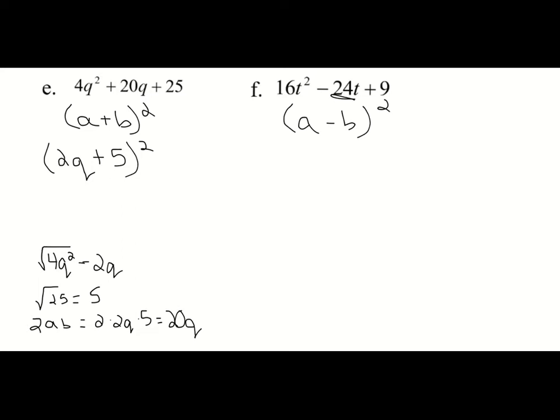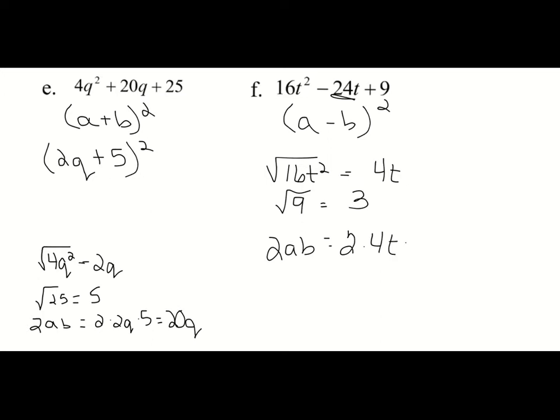16t squared, the square root of that is 4t. The square root of 9 is 3. So if I do 2ab, that would be 2 times 4t times 3. 4 times 2 is 8, times 3 is 24. We have 24t there. So it works. So when I factor this, I'm just going to have 4t minus 3 squared.